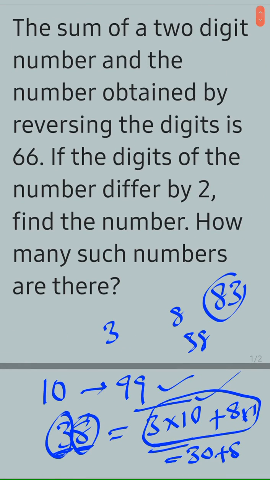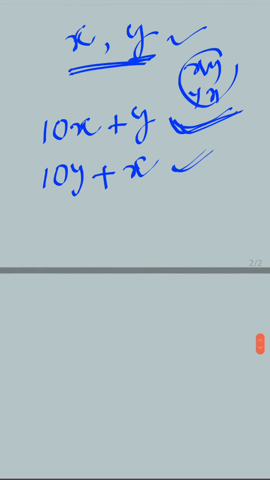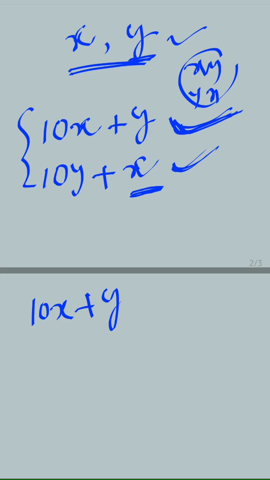The sum of the 2-digit number and the number obtained by reversing the digits is 66. Sum means add. So the sum of this number, the first one, and this number, obtained by reversing the order, if we add these two, that is 10x plus y plus 10y plus x. If we add these two, we'll get 66.